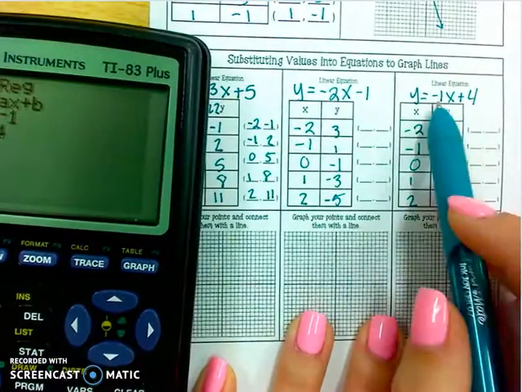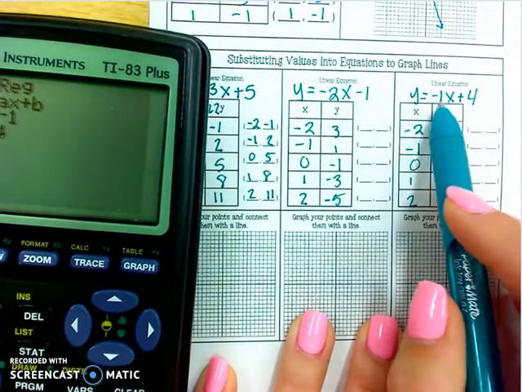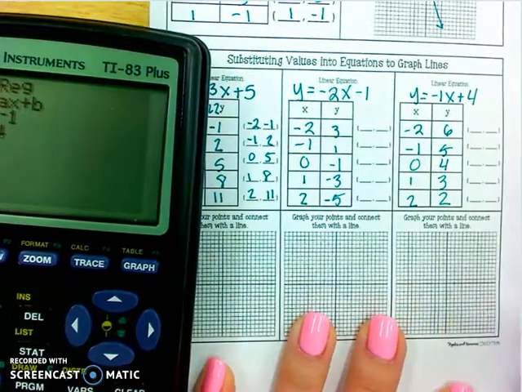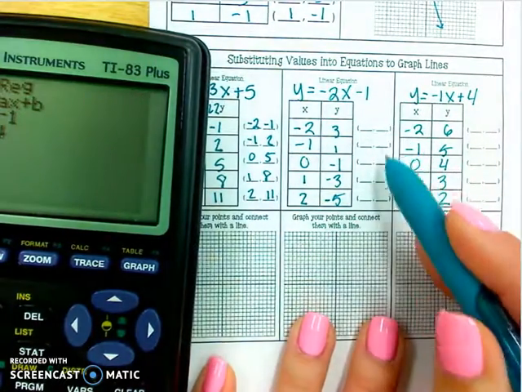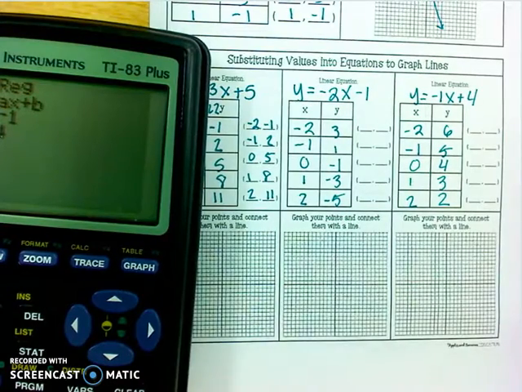You do not have to put the negative 1. Excuse me, you don't have to put the 1. You could have just put negative x. Okay, and you should have these ordered pairs and the tables, the graphs plotted with your points.